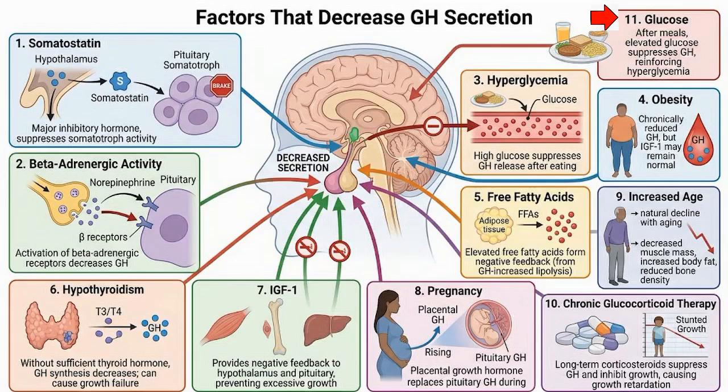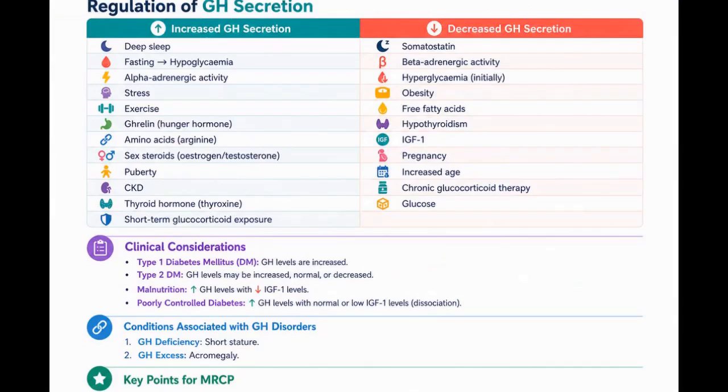11. Glucose. After meals, elevated glucose suppresses GH release, reinforcing the effect of hyperglycemia. Now that we have discussed the physiology of growth hormone, its secretion, regulation, and mechanism of action, we'll move on to its clinical relevance. Understanding how GH behaves in different diseases is extremely important because GH levels do not always reflect its biological activity. In some conditions, GH is elevated, but its effects are reduced due to resistance or impaired IGF-1 production.